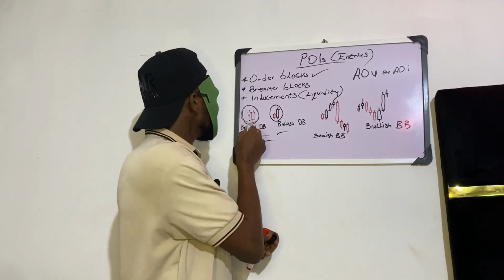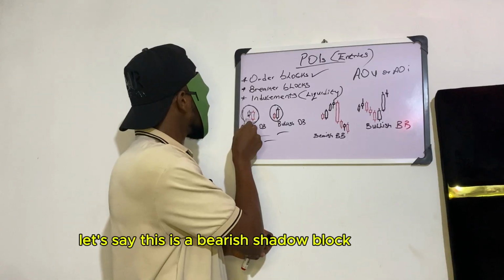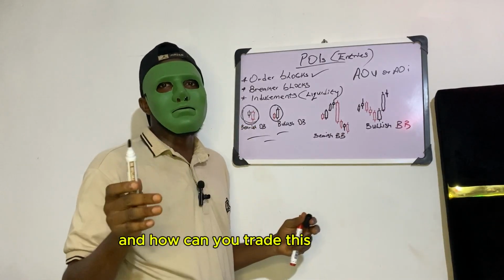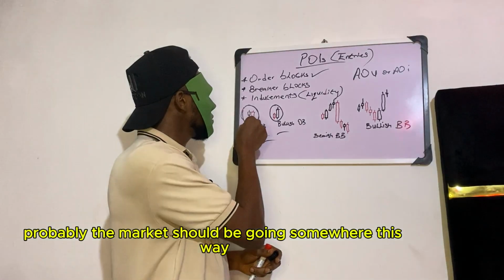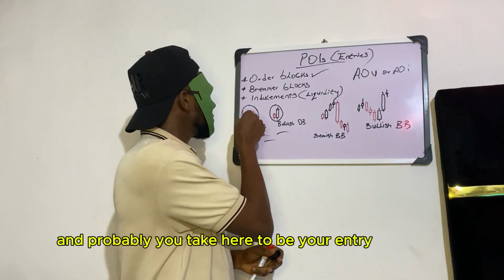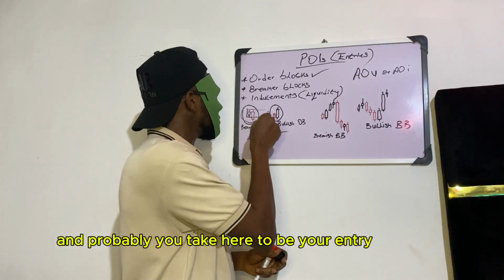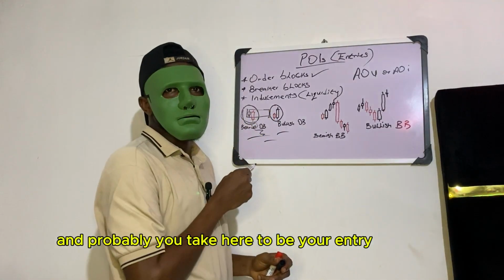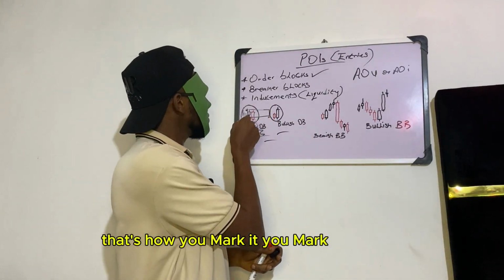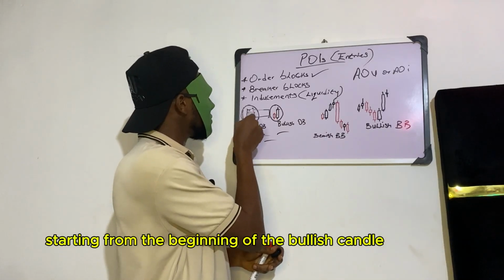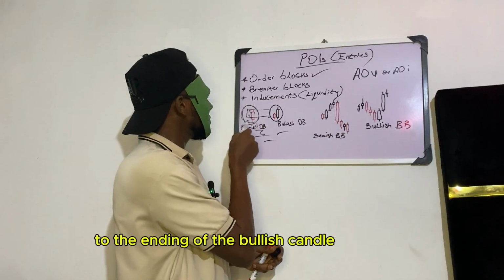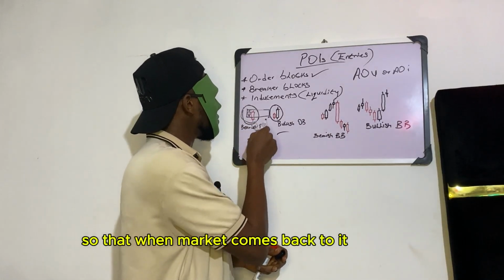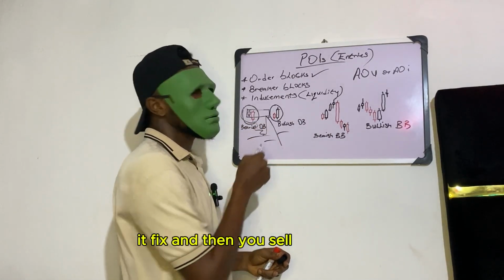Now, let's say this is a bearish order block, and how can you trade this? When you locate this order block, probably the market should be going this way, and you take here to be your entry. That's how you mark it. You mark from the beginning of that bullish candle to the ending of the bullish candle. Mark it out this way so that when the market comes back to it, it picks and then you sell.